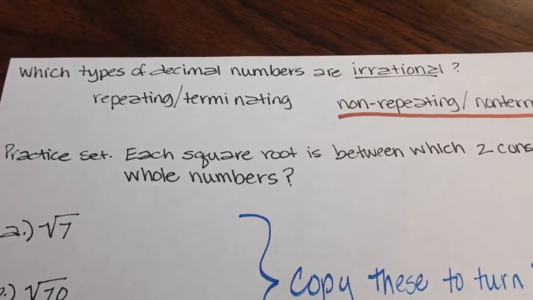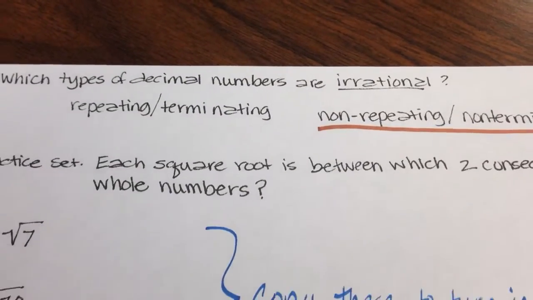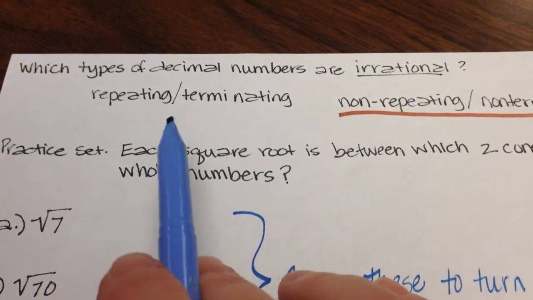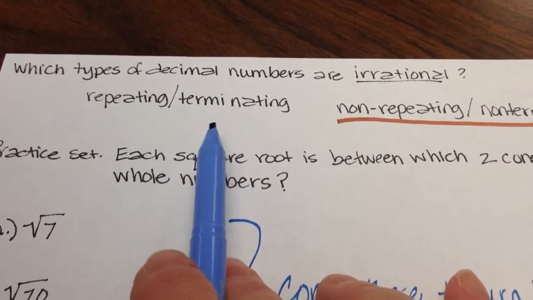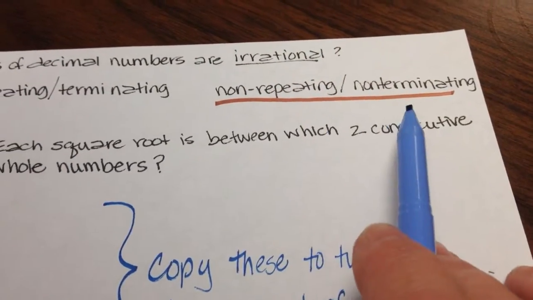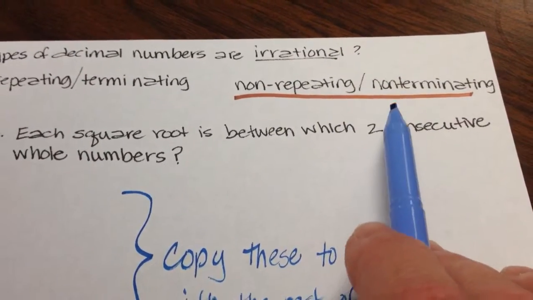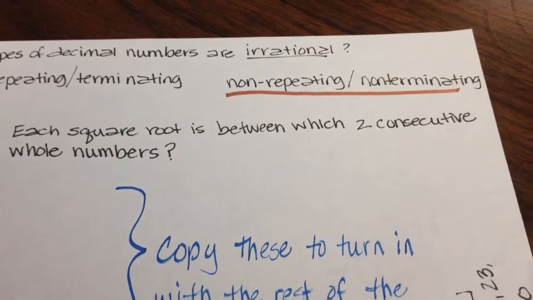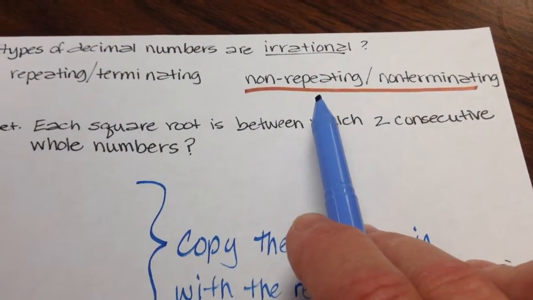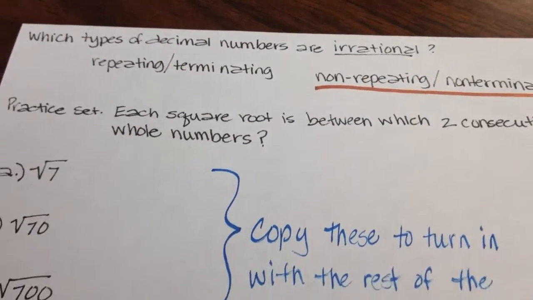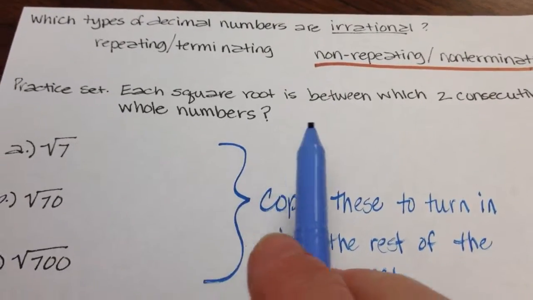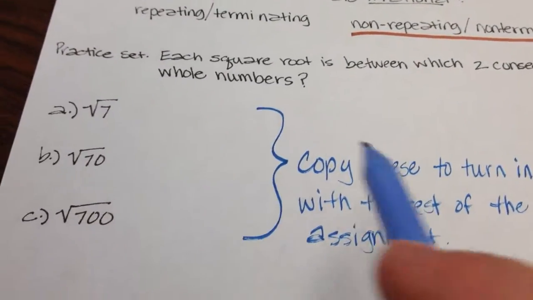All right, so which type of decimal numbers are irrational: repeating, terminating, or non-repeating, non-terminating? Ding, ding, ding. Non-repeating, non-terminating means it just goes on and on forever, but it doesn't have a pattern. Those are irrational. All right, each square root is between which two consecutive whole numbers?